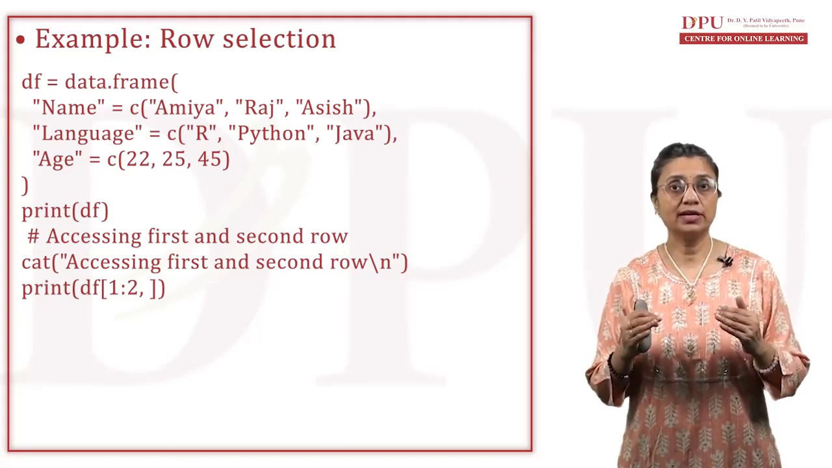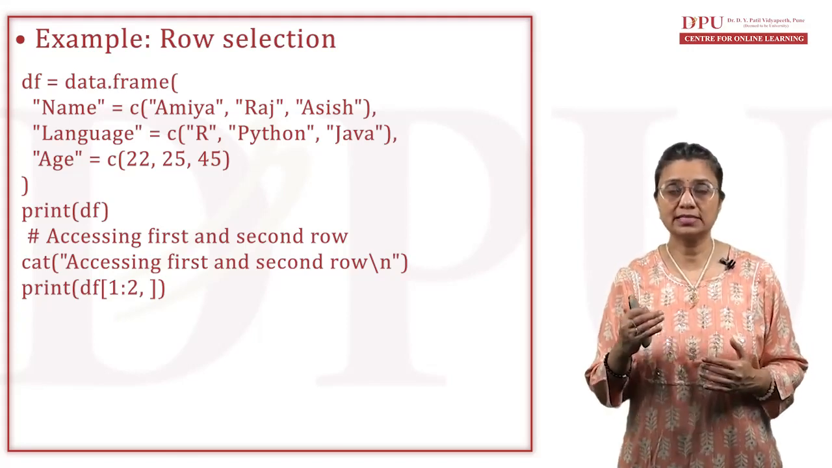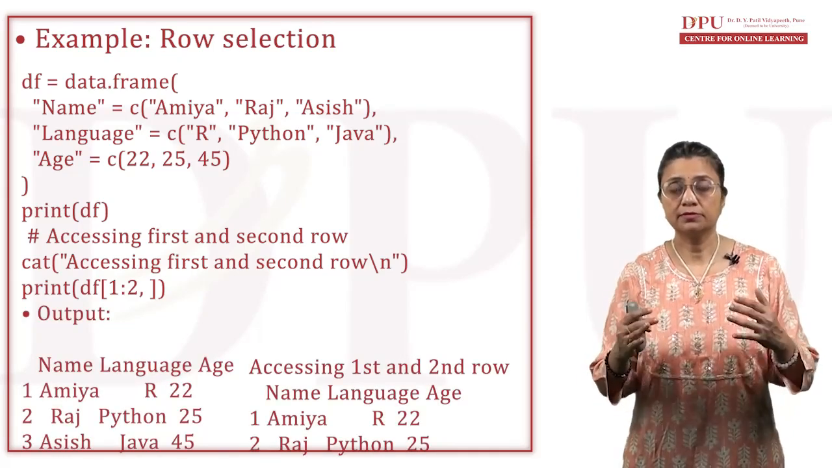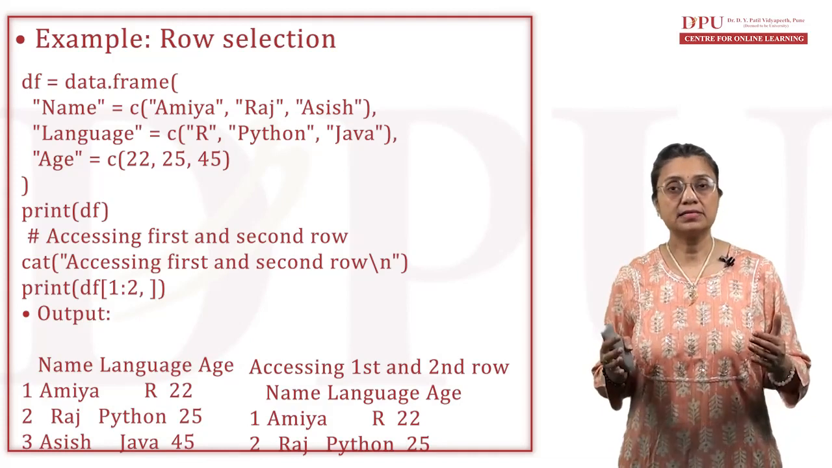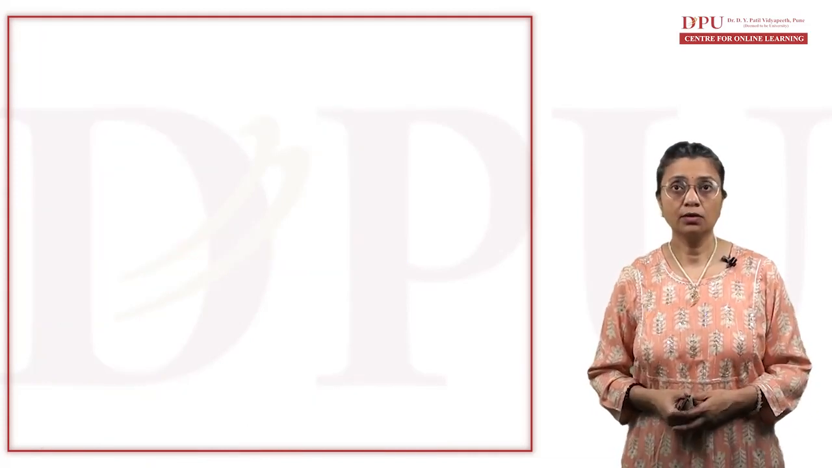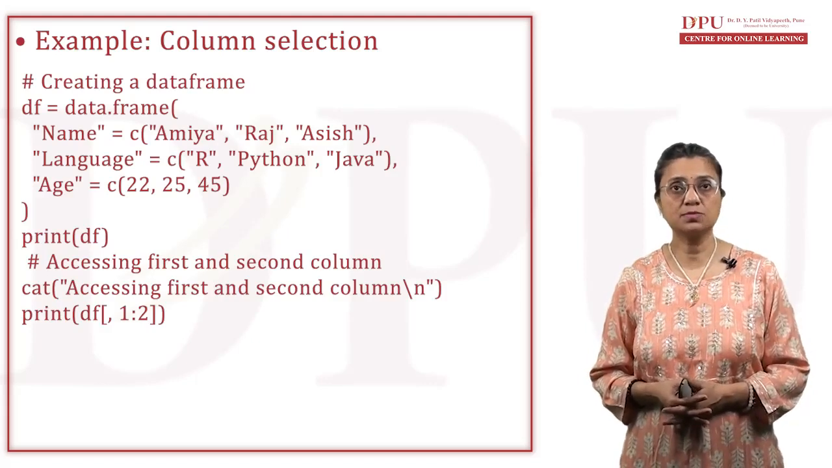I have specified 1 and 2. So this 1 and 2 will access the first and the second row. So you can see in the output that the first row corresponds to Amya and the second row corresponds to Raj. Now let's have a look and see how columns are selected.